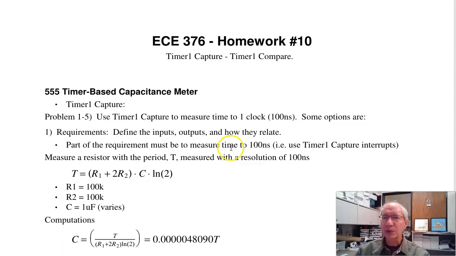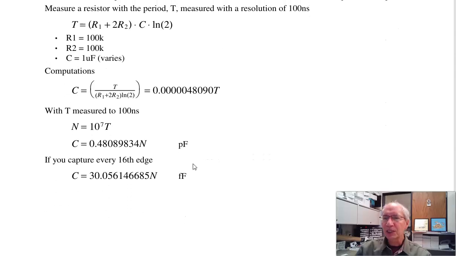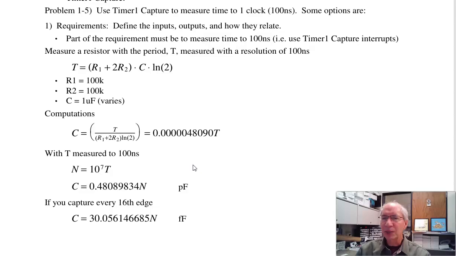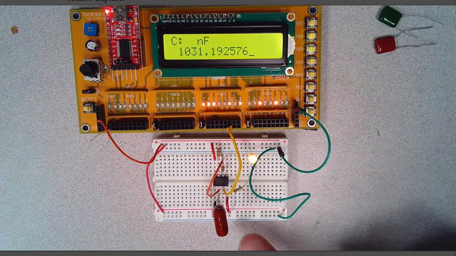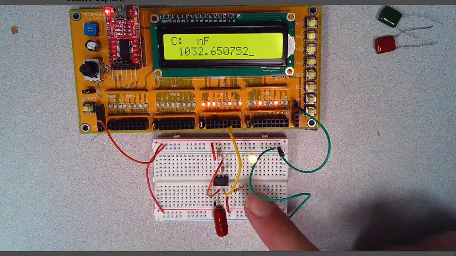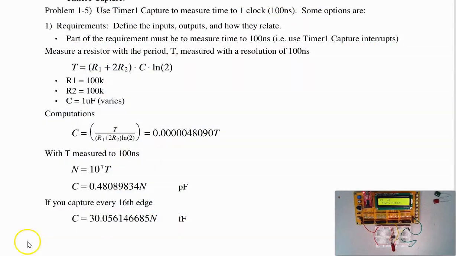So starting out with Timer1 Capture. Timer1 Capture measures the time between two edges. So what I'm going to do is use a 555 timer and measure the period. Here's my 555 timer, and here's my capacitor I'm trying to measure. The resistors are 100K, 100K, C varies.